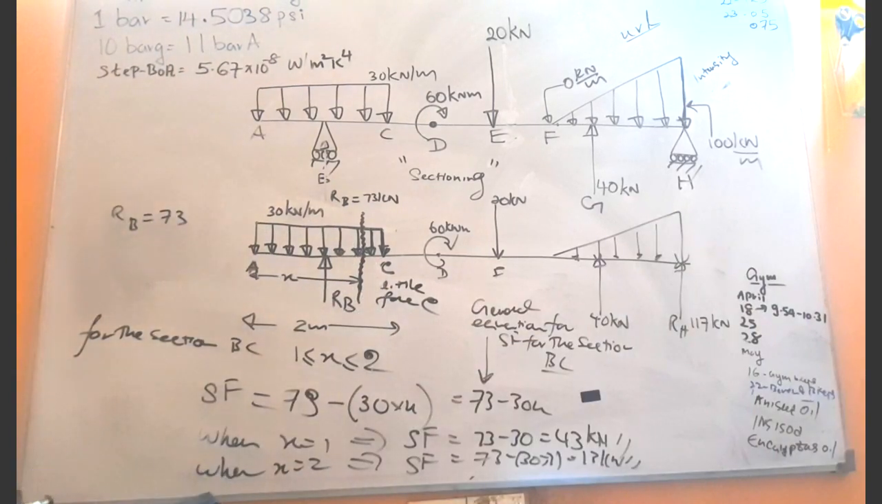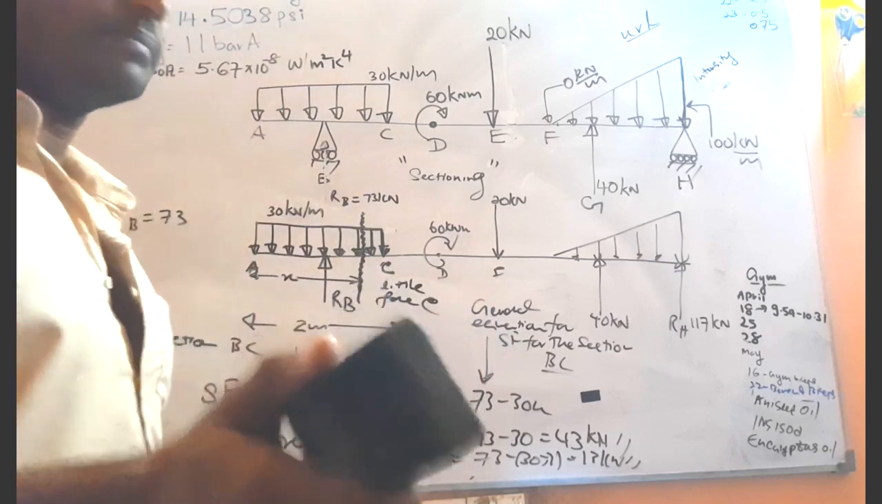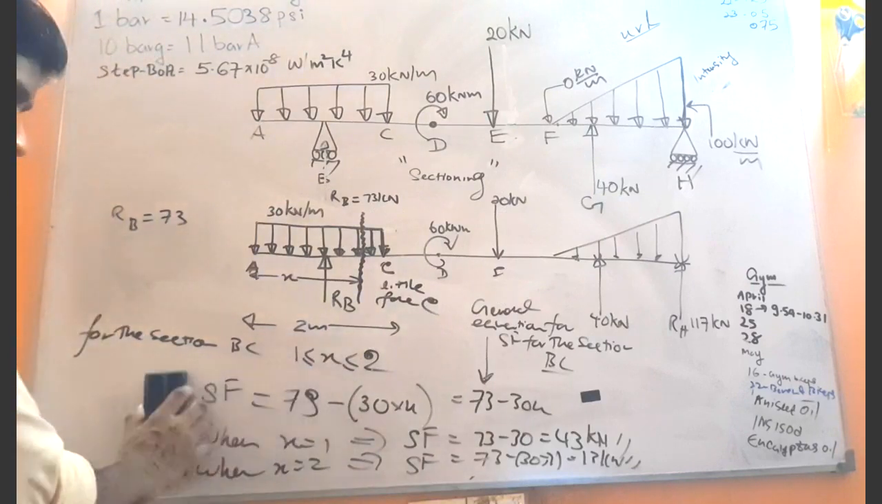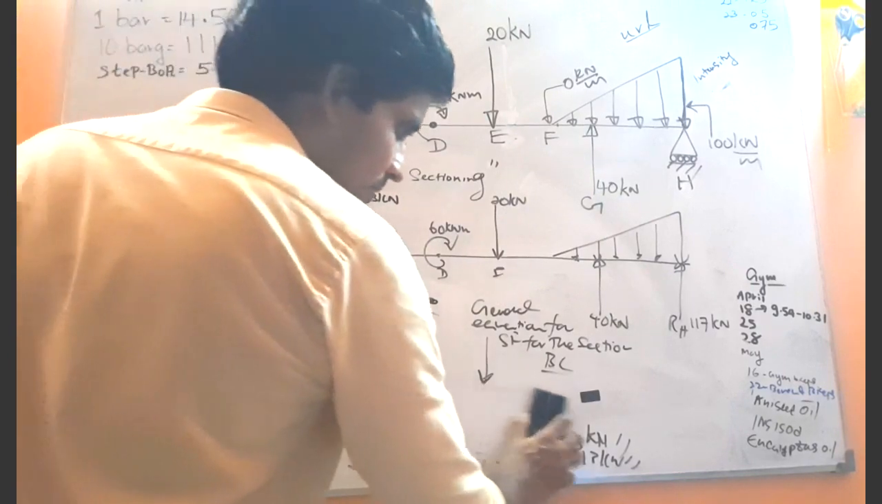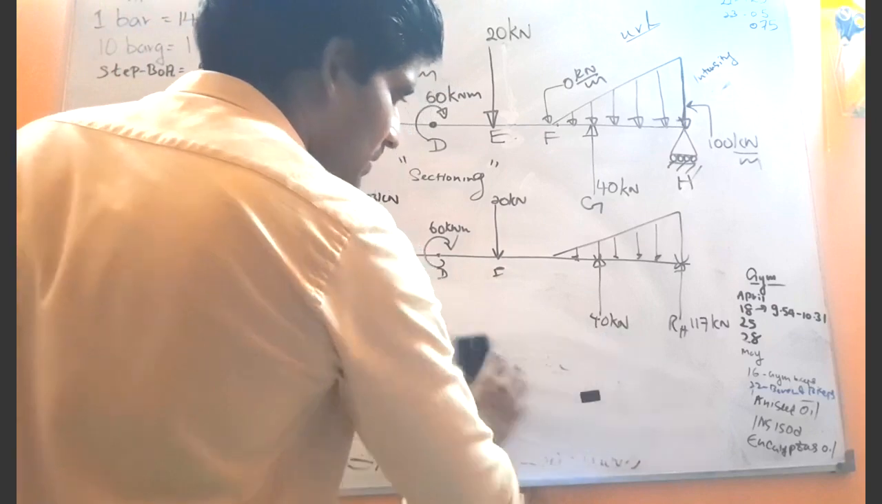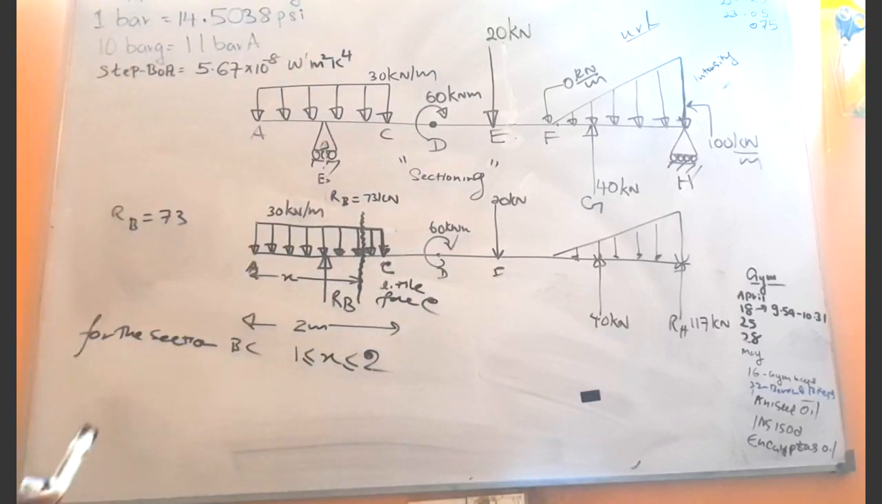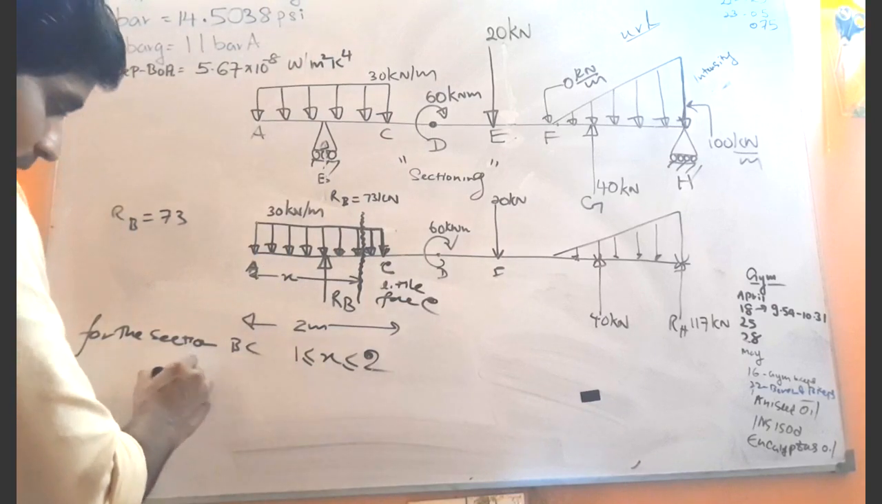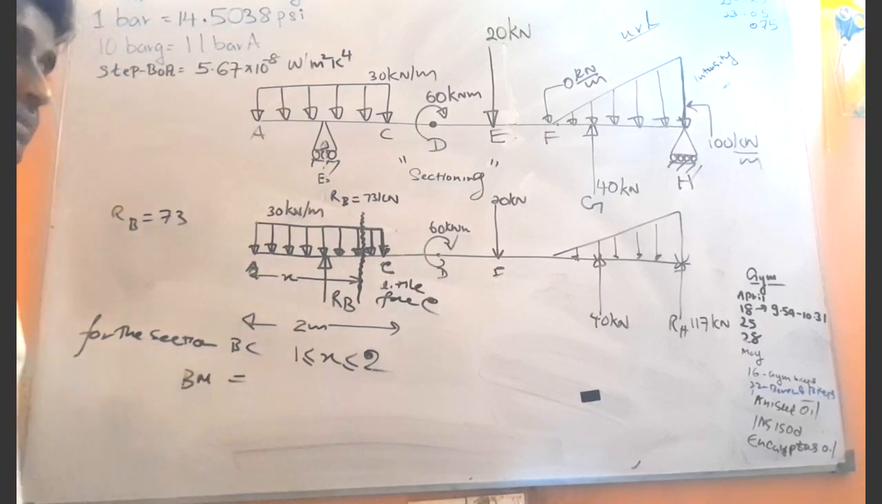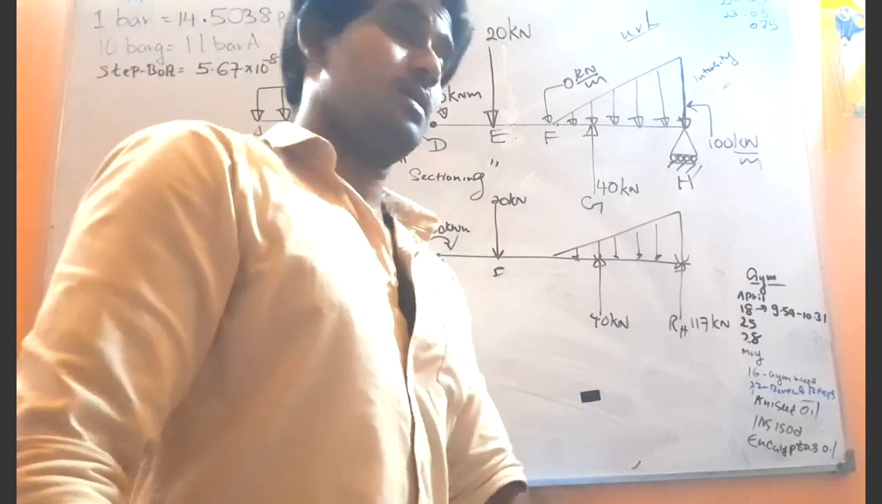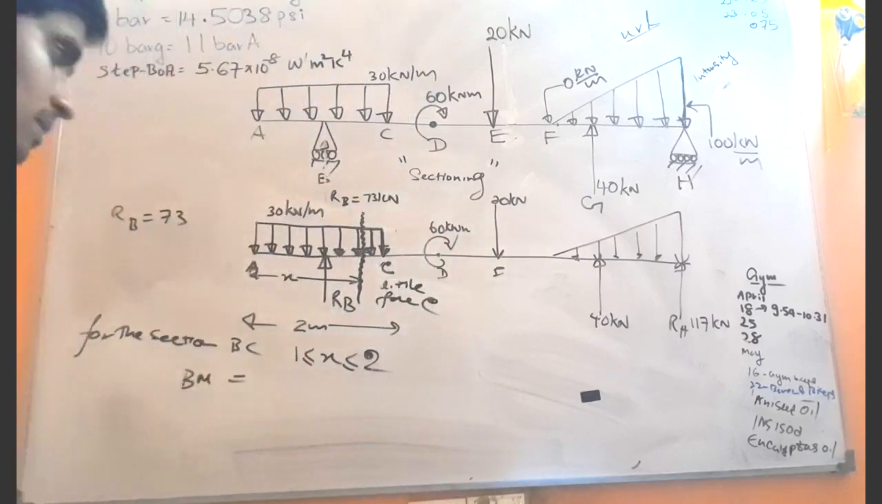So now what is the next thing? Next, for the same section, we are going to write for bending moment, right? BM. I will erase this part, right? Now what is the bending moment? Now carefully you have to do simplifications because lots of variables are there, right? So now be very careful.